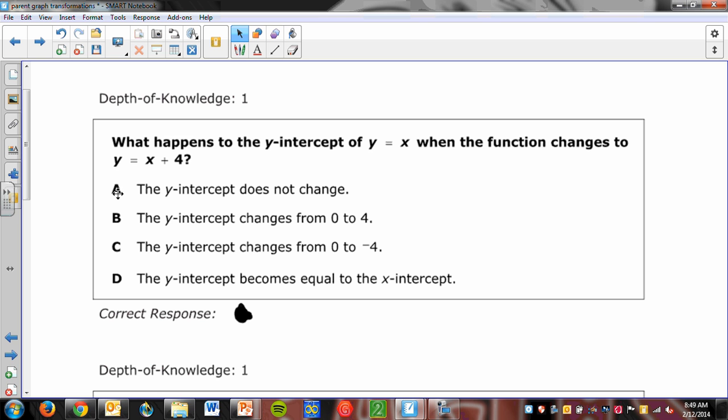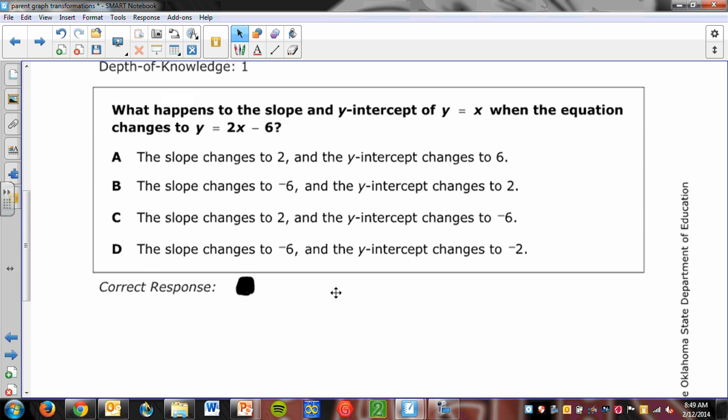Y-intercept does not change. The y-intercept becomes equal to the x-intercept. That's, I don't even know, that's just there to fill in a spot. If this was minus 4, then it would go from 0 to negative 4. They could ask you about both.